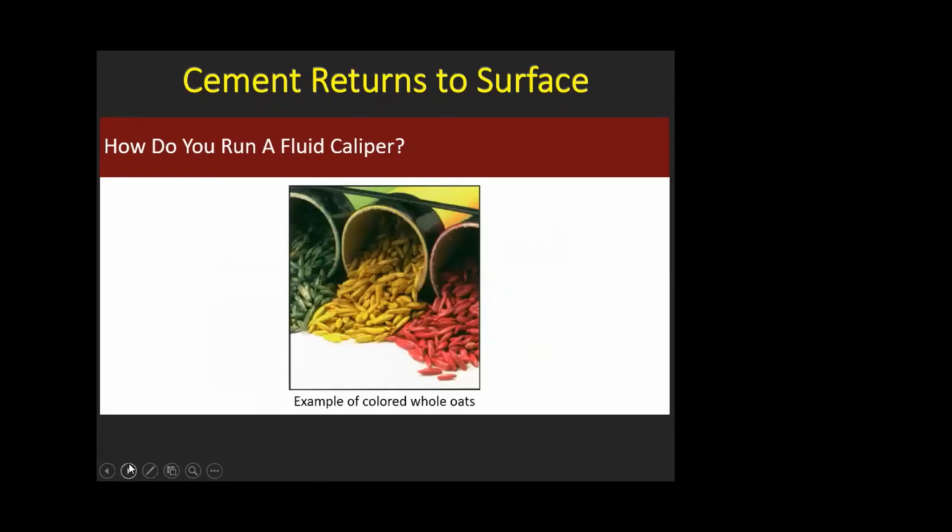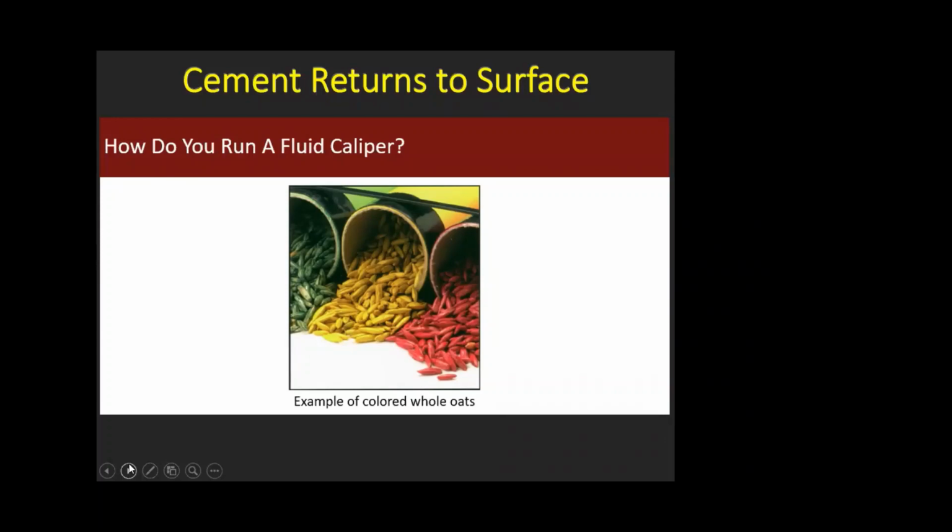So what we're dropping is whole oats. And the reason we use whole oats, like I said before, is that it is neutrally buoyant. An oat, and these are the same thing you would feed a horse, right? We paint them so that we can see them, but we use them because they absorb whatever drilling fluid system you have, whether it's freshwater, brine water, oil-based mud, gel, doesn't matter. It absorbs it and becomes the same density, so it becomes part of the fluid regime.